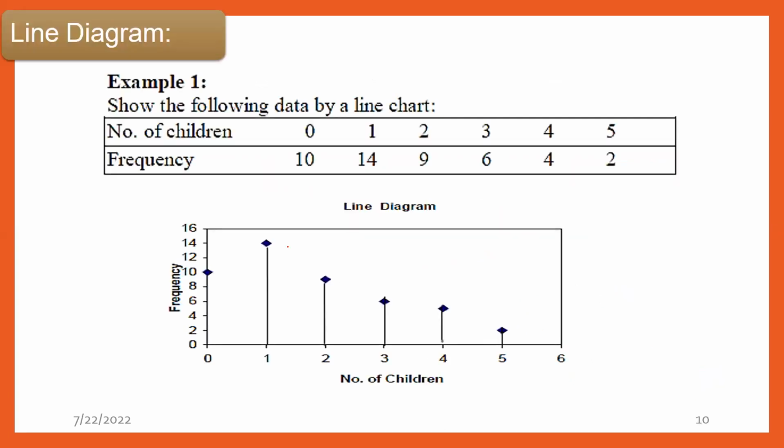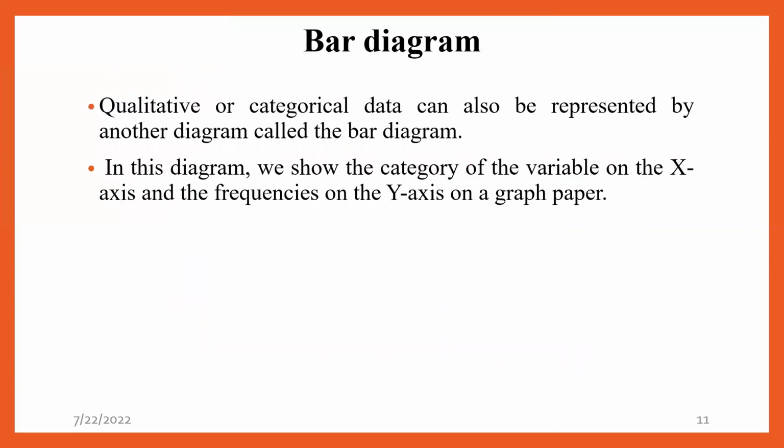Or here, if we see the number of children and frequencies: there are 10 family members having 0 children, 14 family members having 1 child, 9 family members having 2 children, 6 family members having 3 children, 4 family members having 4 children, and 2 family members having 5. On the x-axis is the number of children and on the y-axis the frequency is given, and this is the line diagram we can create like this. So this is known as the line diagram. Like that, we can go for the next kind of diagram.